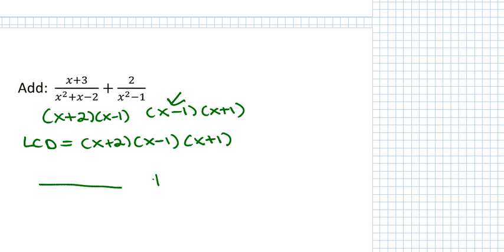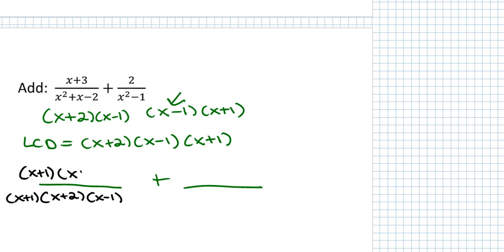Now to finish the problem, I basically need to multiply by what they don't have. So in this case, on the left, x plus 2 and x minus 1, what it's missing is an x plus 1. So I'll multiply that top and bottom. And then on this side, notice it's missing an x plus 2, so I'll multiply that top and bottom.